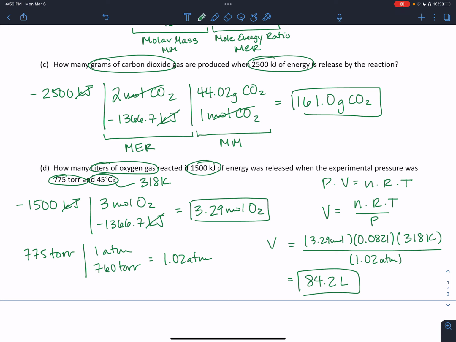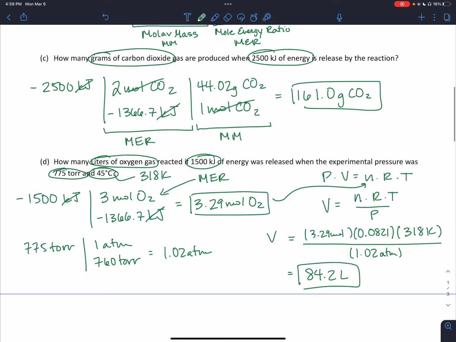So that one's a little bit different. The stoich came first, and we used our mole energy ratio to find moles of reactant, and then we took that and plugged that value in for n in the ideal gas law, and then solved for V.